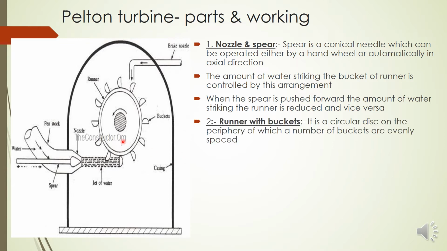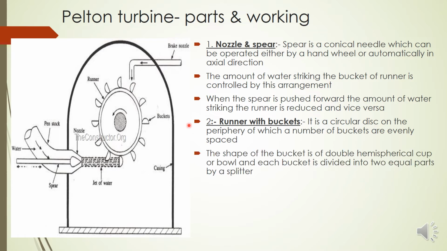Then we have the second major part, that is the runner with buckets. The runner is nothing but a circular disc, on the periphery of which a number of buckets, or blades, are connected at equal distances. Each bucket is evenly spaced. The shape of the bucket in a Pelton turbine is a double hemispherical cup shape, and at the center we have a splitter. We will see that figure later.